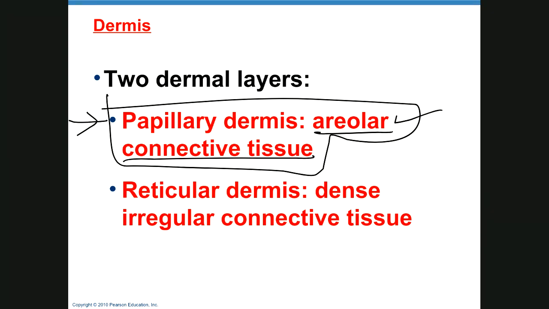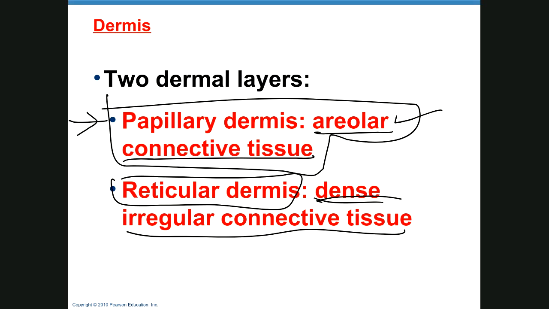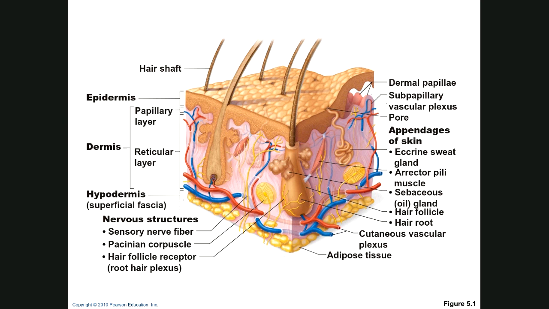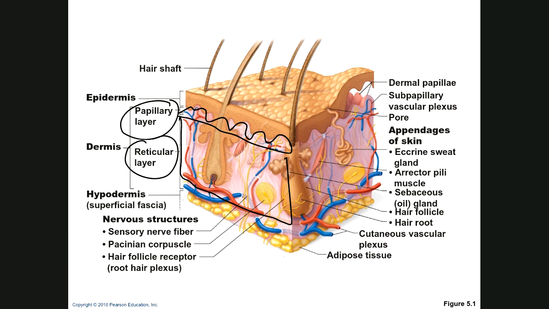The thickest layer of the dermis, however, is made of dense, irregular connective tissue and makes up what we call the reticular dermis. So the dermis has two parts. It has the papillary layer and it has the reticular layer. The papillary layer is very thin, just up here at the very top. Okay. The reticular layer is the thickest part, made of dense, irregular connective tissue, while the papillary layer is made of areolar connective tissue. So let me talk about the papillary layer first.